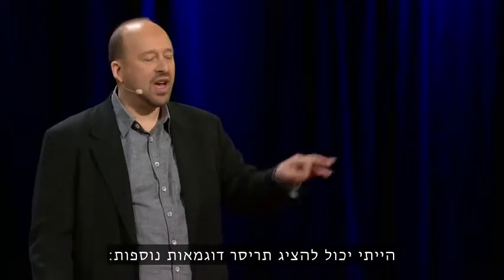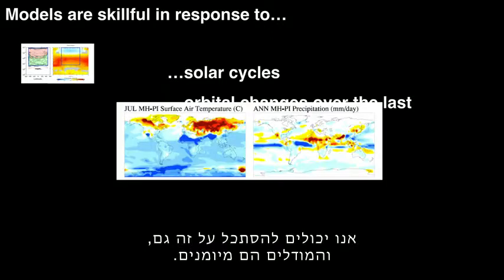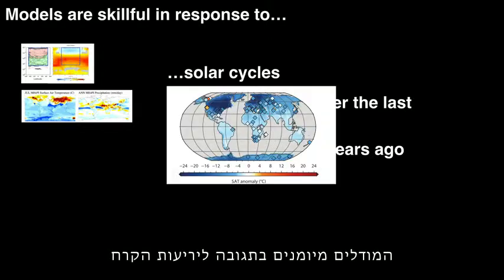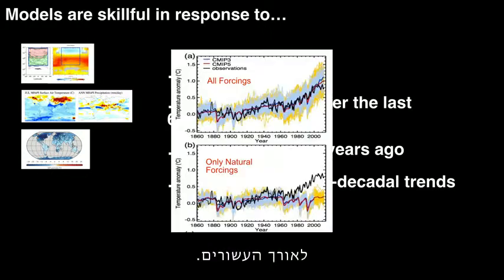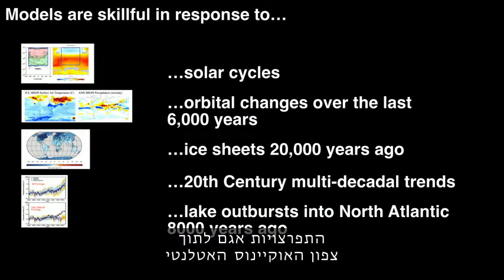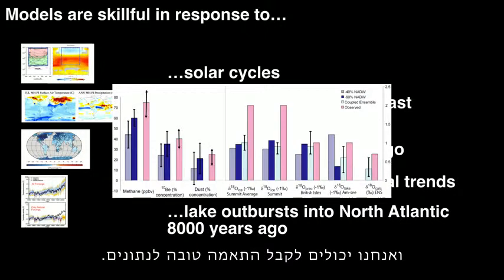I could go through a dozen more examples. The skill associated with solar cycles, changing the ozone in the stratosphere. Skill associated with orbital changes over 6,000 years. We can look at that too, and the models are skillful. The models are skillful in response to the ice sheets 20,000 years ago. The models are skillful when it comes to the 20th century trends over the decades. Models are successful at modeling lake outbursts into the North Atlantic 8,000 years ago, and we can get a good match to the data.